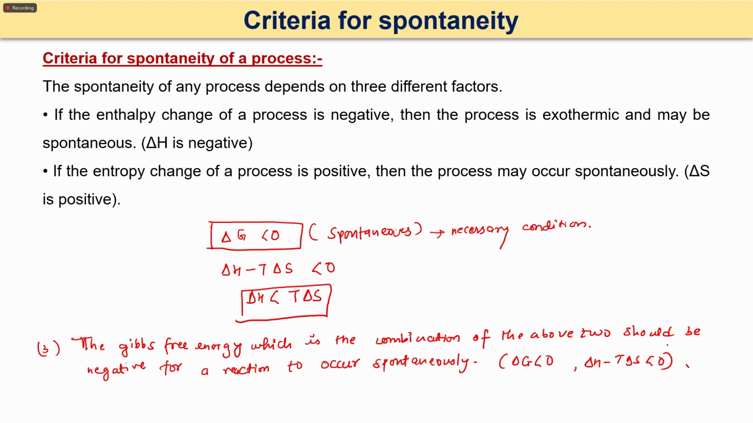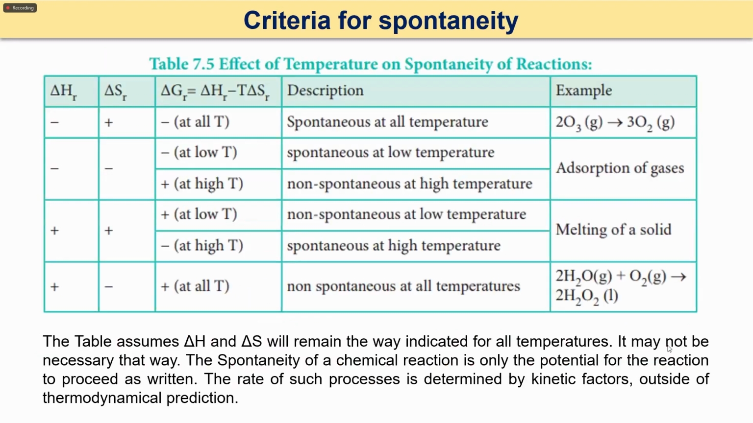So this is a table showing the effect of temperature on the spontaneity of the reaction. If your delta H is negative and your delta S is positive, what will happen? Your delta S is positive and your delta H is negative. Your delta G is equal to delta H minus T delta S.